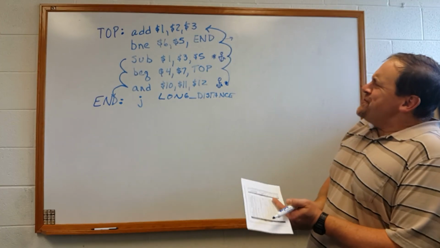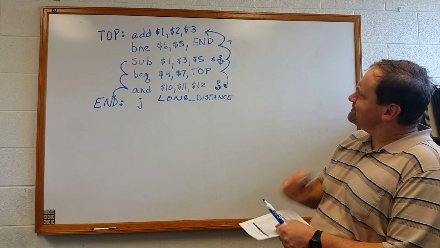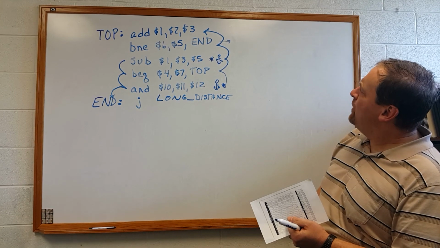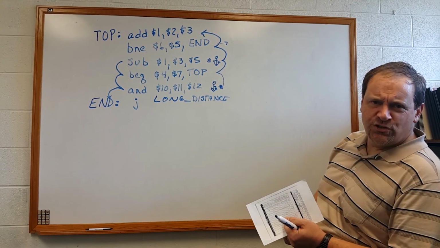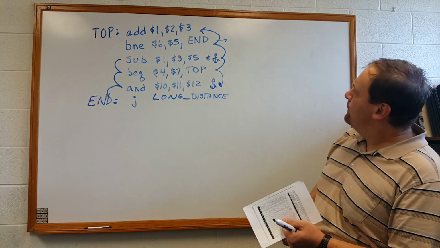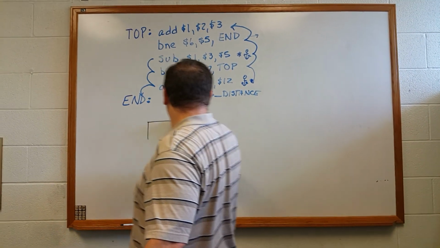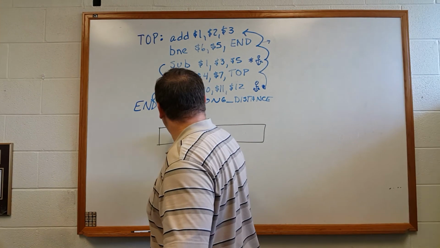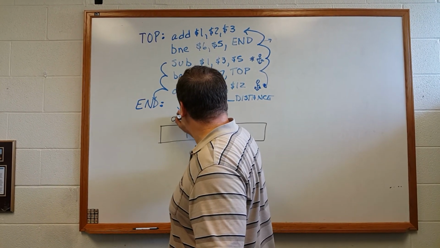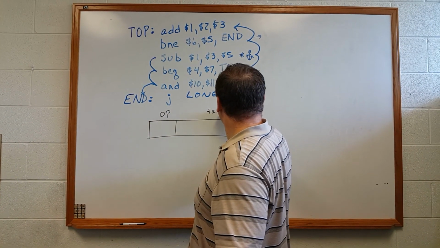All right. So now we want to encode the jump. Well, we know it's going to be a jump format. And if we look on our card, the jump format's a little bit different. It has an op and a target.